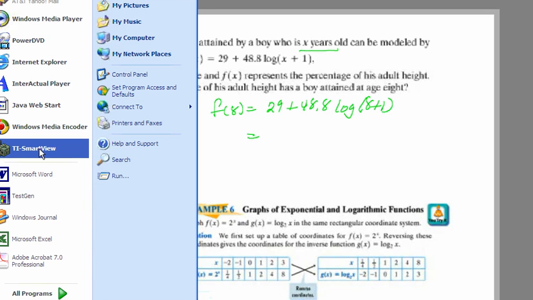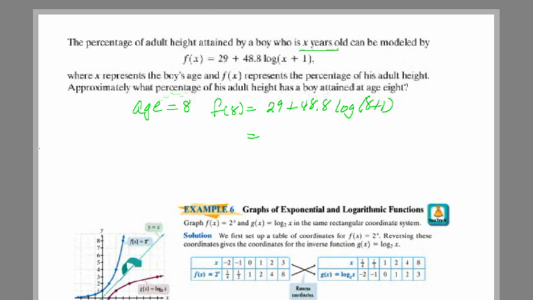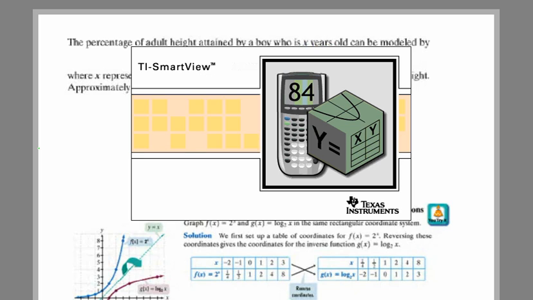Lost my calculator again. So let's type that in, and that log is log base 10, so that's one we can do on our calculator.